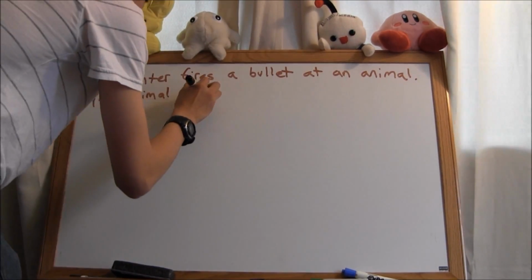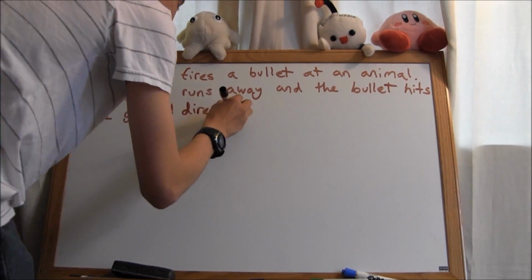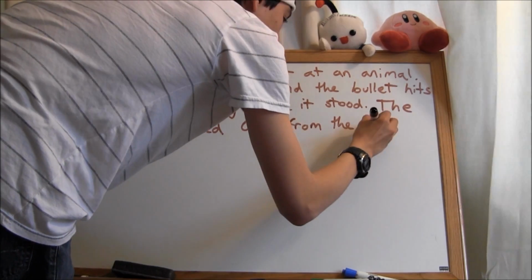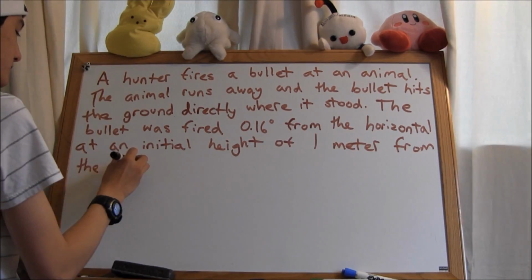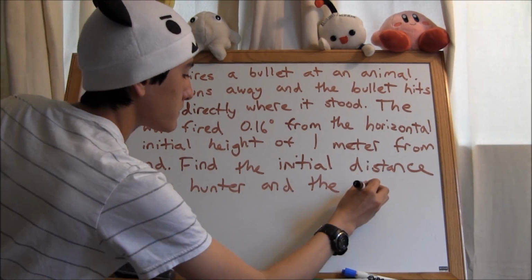The hunter fires a bullet at an animal. The animal runs away and the bullet hits the ground directly where it stood. The bullet was fired 0.16 degrees above the horizontal at an initial height of 1 meter. Find the initial distance between the hunter and the animal if the bullet's initial velocity is 243 meters per second.